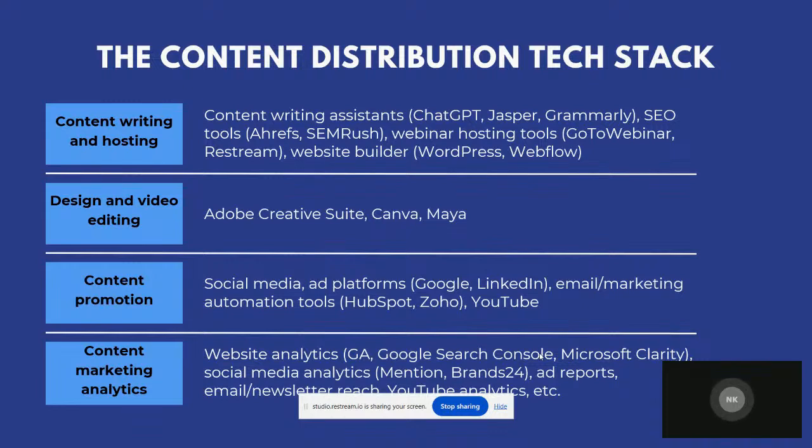Then for sending out your emails and hosting your newsletters, you need an email automation tool. It can be HubSpot, it can be Zoho, or any email tool of your choice. Then you have YouTube for promoting videos. Some also go to the extent of using platforms like Dailymotion for hosting content. But it really depends on what you want to achieve, where your audience hangs out, right?